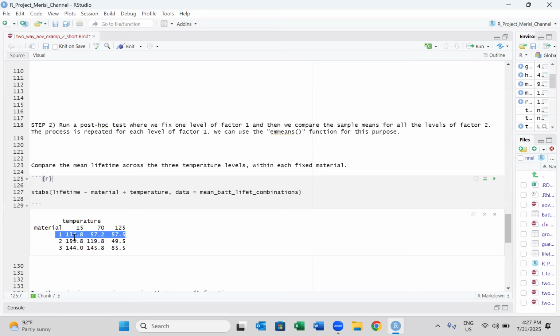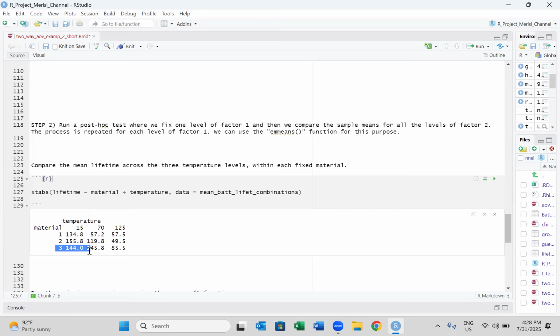So I'm going to see how the lifetime for temperature 15 compares to the lifetime for temperature 70, and then how the lifetime for temperature 15 compares to the lifetime for temperature 125. So I'm going to do pairwise comparisons of the lifetimes across the different temperatures for the same material. And then I'm going to repeat that for material 2 and the same thing for material 3. How do we do that in R?